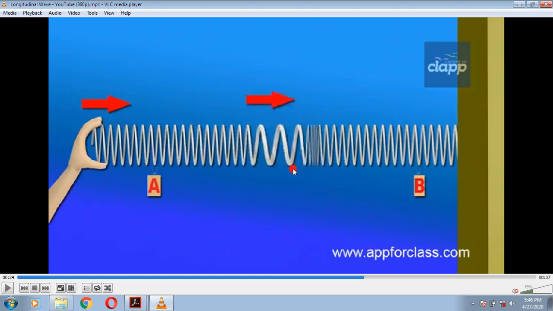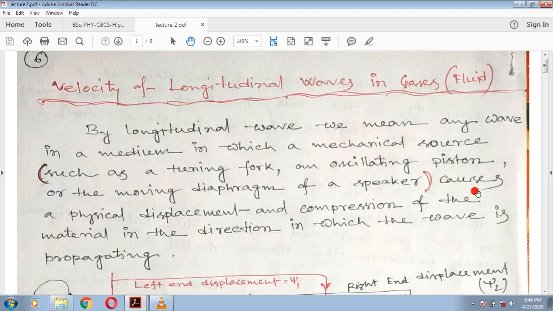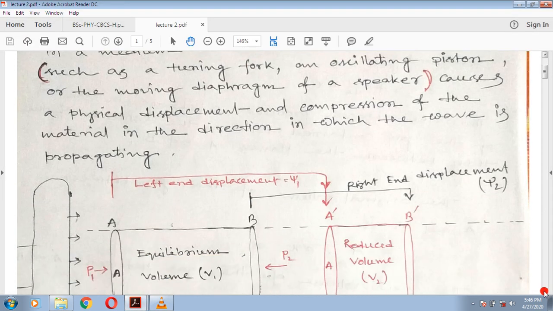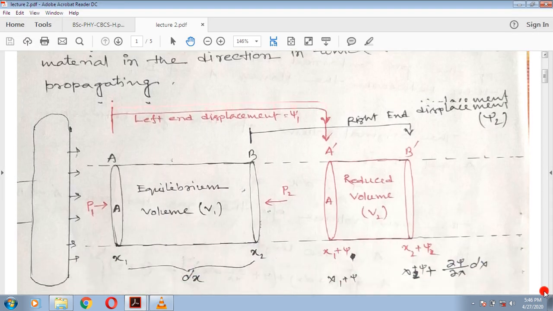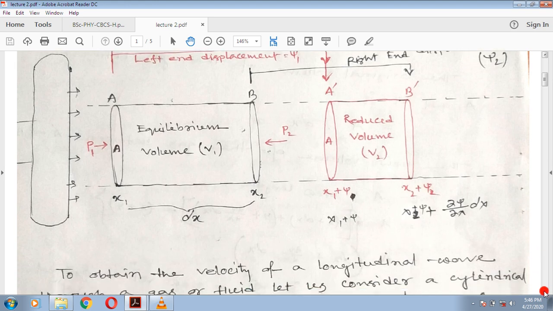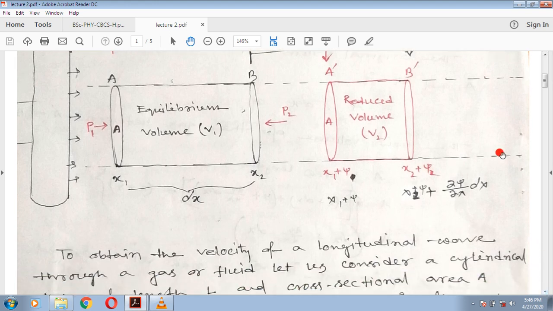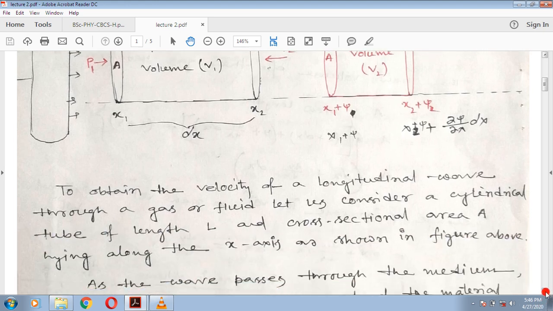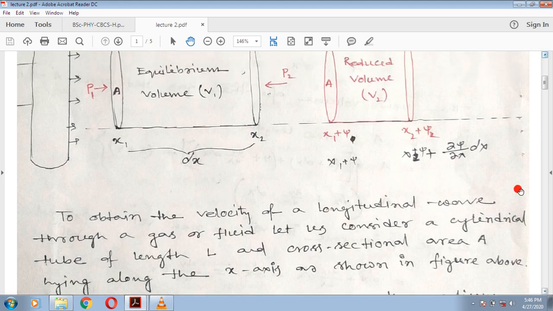We will now move to our system. Our system is a gas or fluid enclosed in a cylindrical pipe. So here we have considered a cylindrical pipe of length L placed along the x direction, and the area of cross section of the tube is say A.